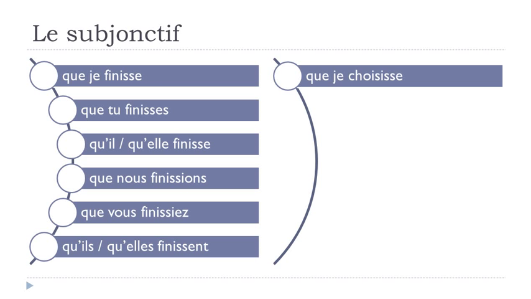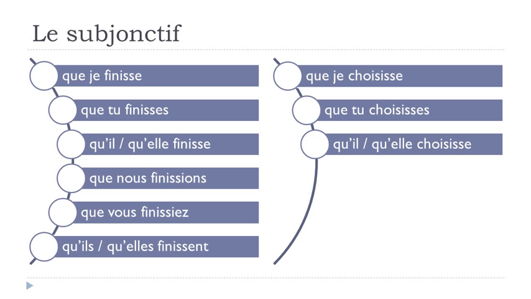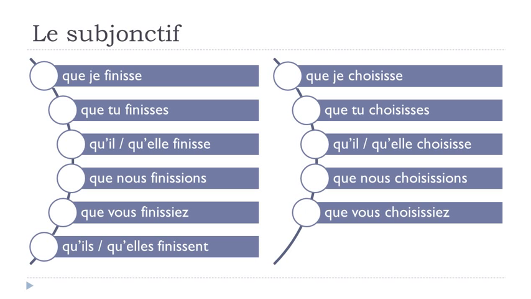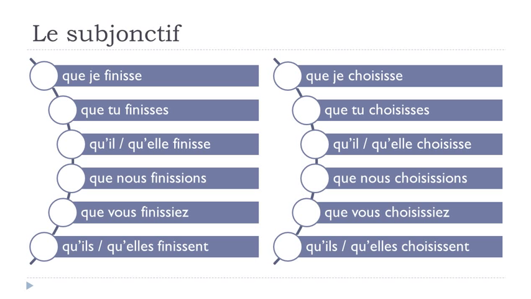And then, que je choisisse, que tu choisisses, qu'il choisisse, qu'elle choisisse, que nous choisissions, que vous choisissiez, qu'ils choisissent, qu'elles choisissent. All right? So the good thing is that for the second group of verbs, well, basically you don't have any major difference between the je, tu, il, elle, nous, vous, and ils, elles. You've got the same first part, okay? You just need to put the endings after. All right?